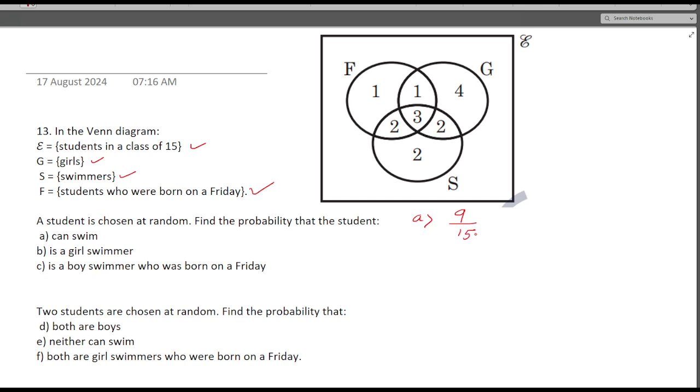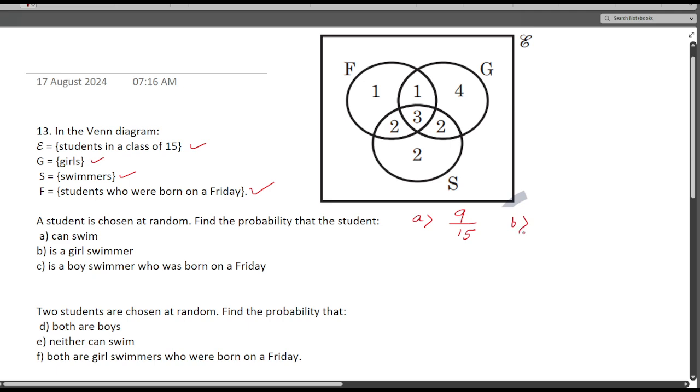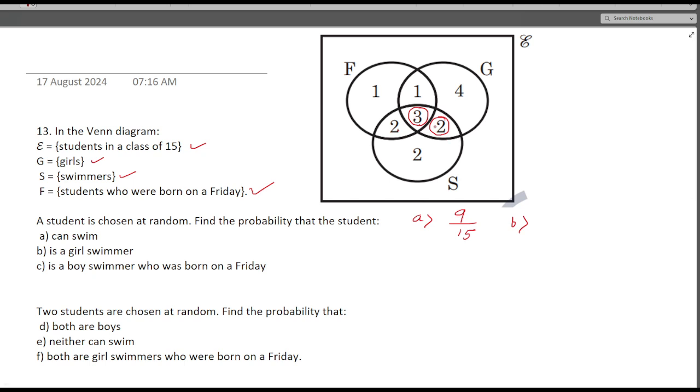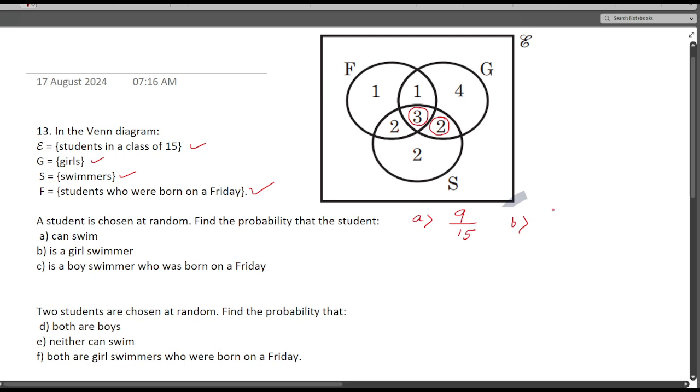Second, is a girl swimmer. Now is a girl swimmer. For B, girl swimmer. If you see this 2, 3, not this 2, this 3 and this 2, they both represent that the student is a girl swimmer, right? Okay, it is common between swimmer and girl. So there are 5 such students out of 15 students. So your result is 1 divided by 3.